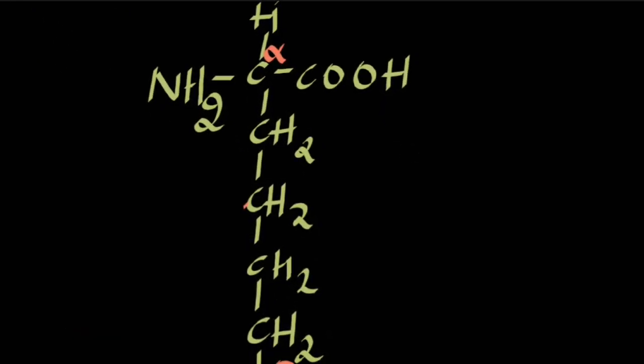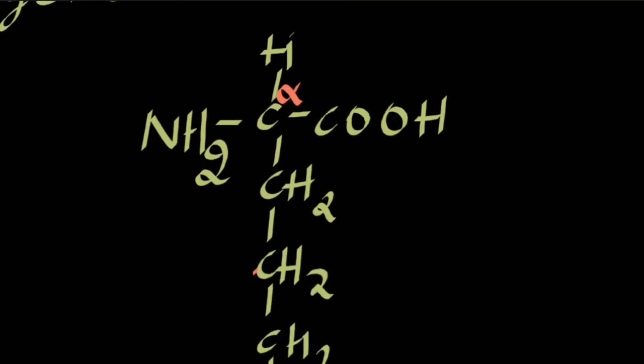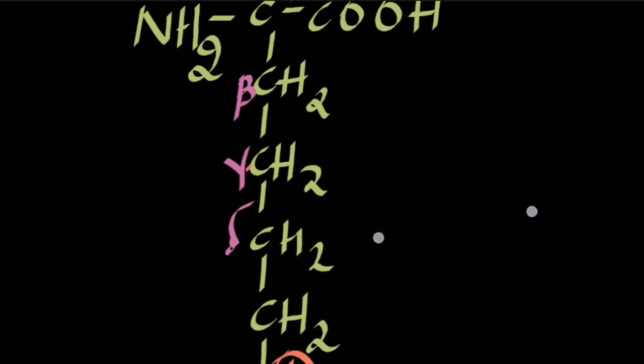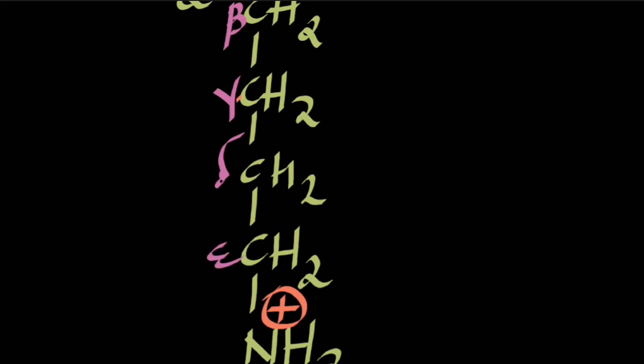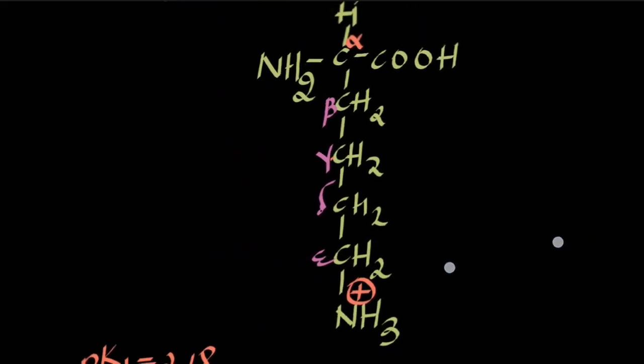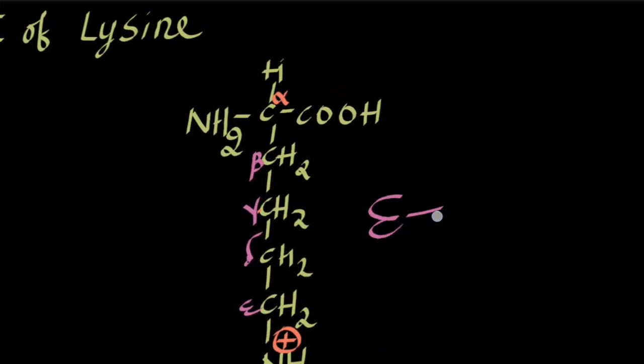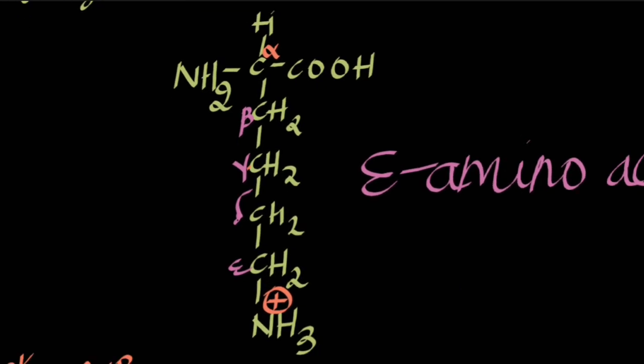So this is the alpha carbon of lysine. This is the beta carbon. This is the gamma. This is the delta. And then this is the epsilon. So we can say that lysine can be named as an epsilon amino acid. Can we say that? Yes, we can say that, because the epsilon group is attached to the amino group.